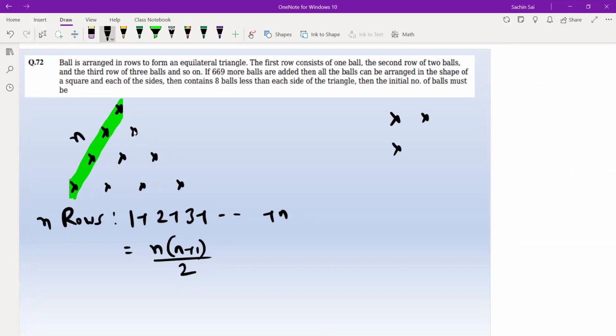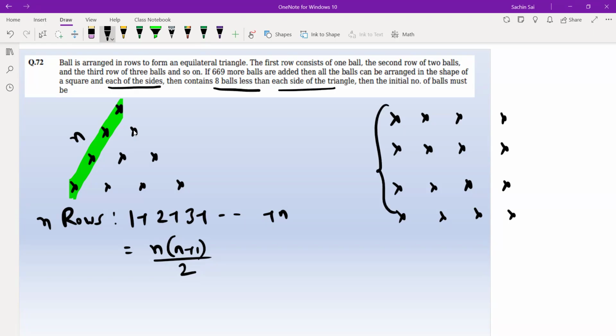Now let's try to see what happens when I want to form a square, right? So if I make a 2 by 2 square, then each side will have two balls. If I make a 3 by 3 square, then each side will have three balls. If I make a 4 by 4 square, then each side will have four balls, right? Now, the side of the square is eight balls less than the side of the triangle. So if the side of the triangle is n, then the side of the square is n minus 8, right? But then, what is the total number of balls required to make the square? It is n minus 8 whole square, right?